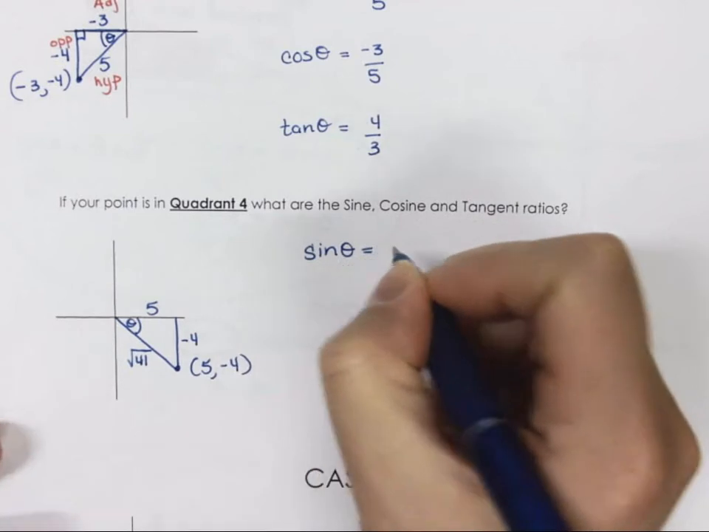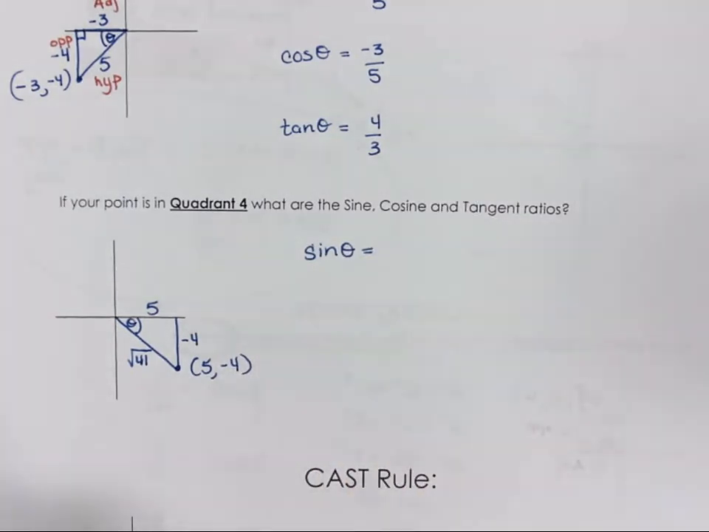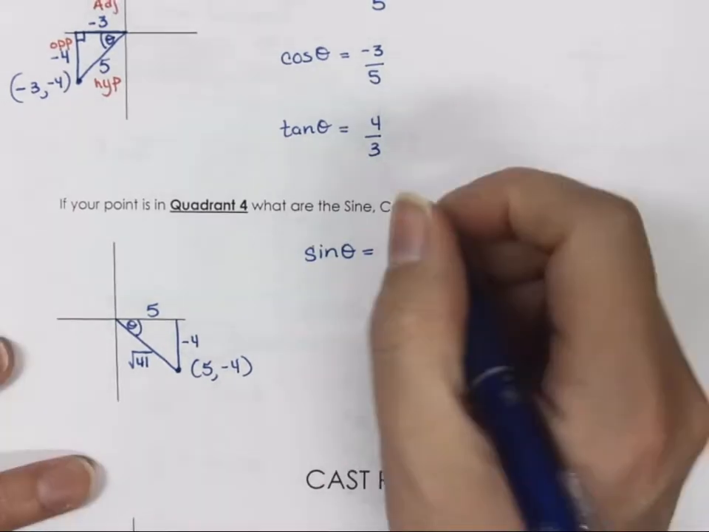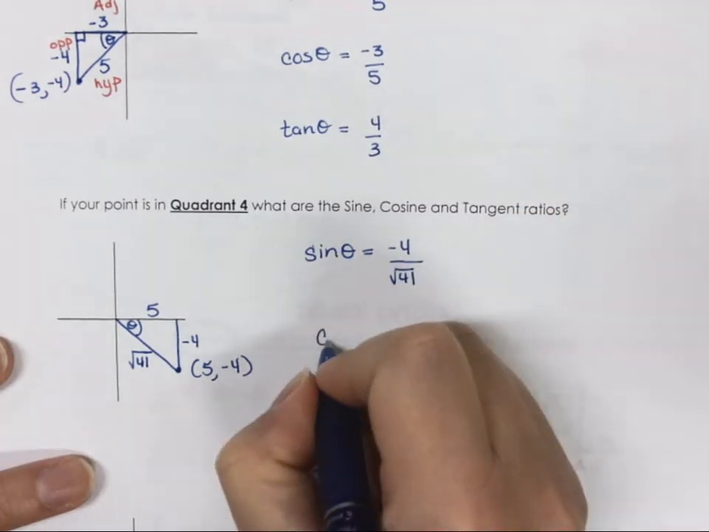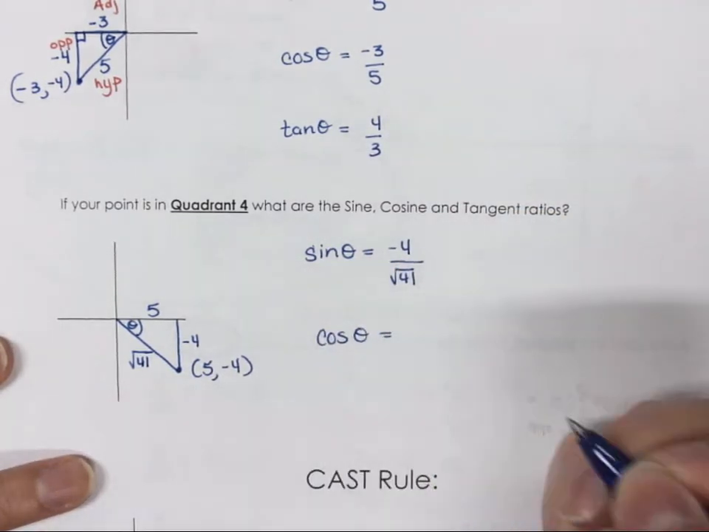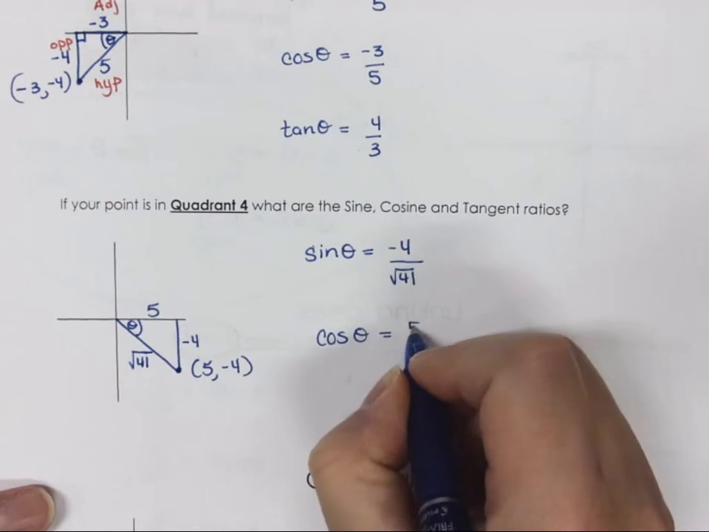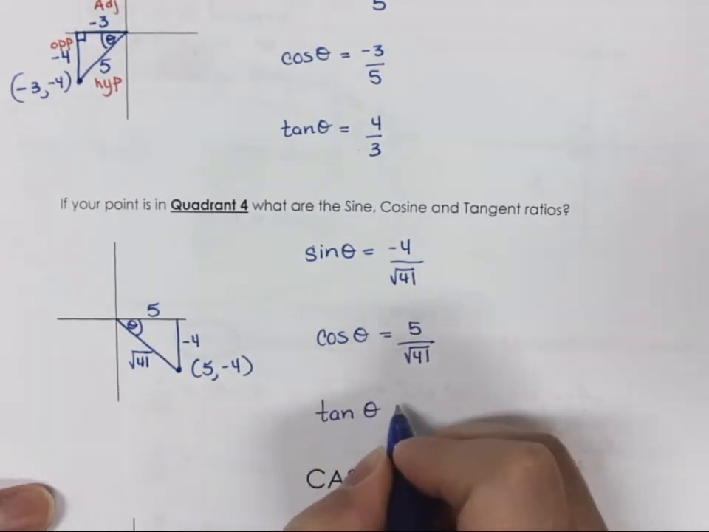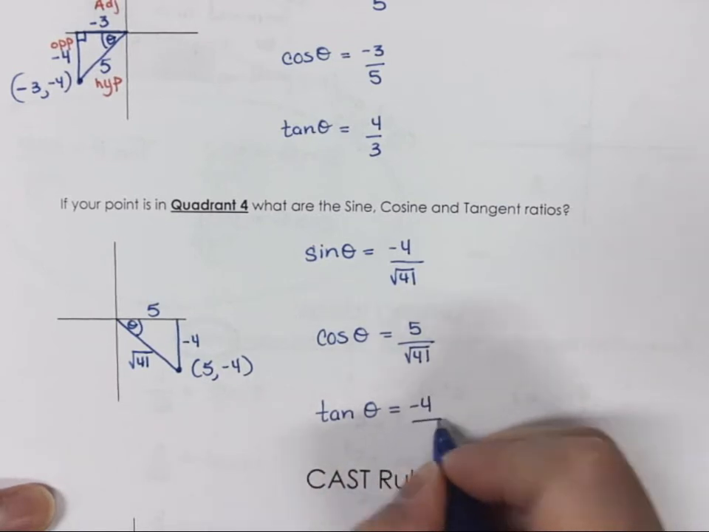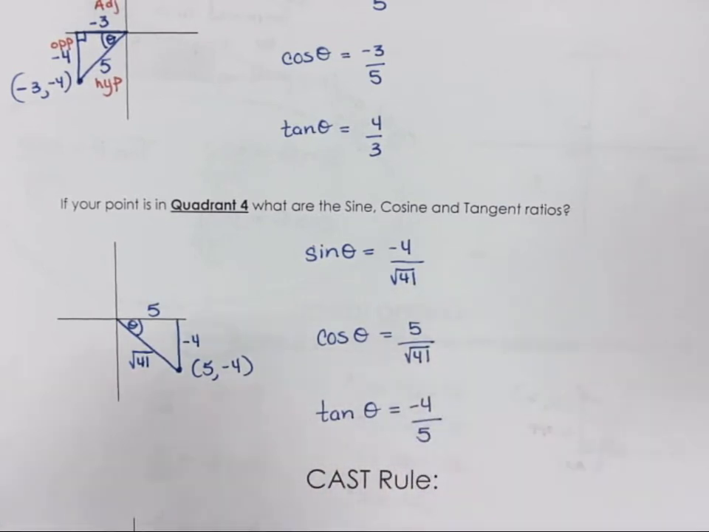So sine theta, I'm not going to label this one, I'm just going to do it. Sine theta is -4 over square root of 41. Beauty. Cos theta is 5 over root 41. And tan theta is -4 over 5.